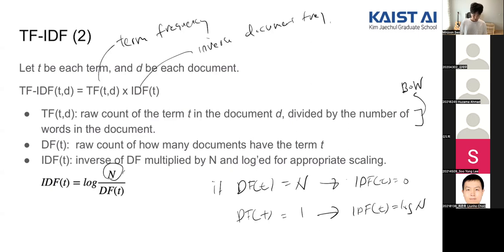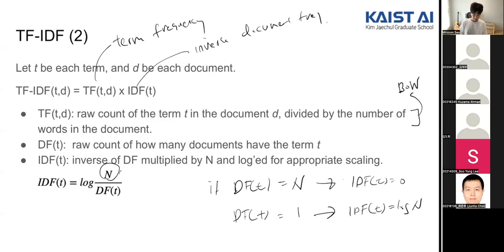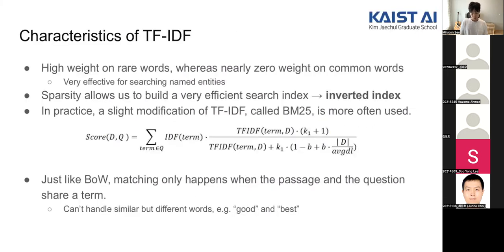Okay, so it's a very simple way to compute the TF-IDF. Again, there are several characteristics of TF-IDF. One is that it puts high weights on the rare words, whereas nearly zero weight on the common words. So it's very effective for searching named entities, right? Because named entities are relatively rare.